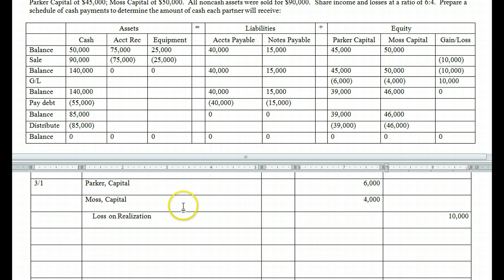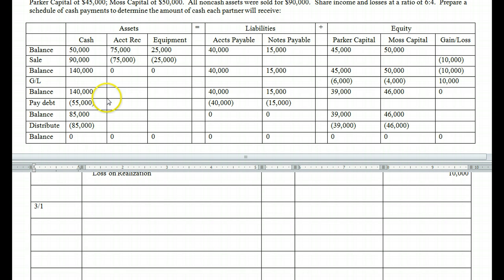All right. Now let's look at the next one. Again, we said everything happened on March 1st. Very quick there. The next thing that happened is we actually paid off our debt. So let's review what happens when we do that. When we pay off debt using cash, our cash is being reduced. How do we take cash down? Debit or credit? Well, we reduce cash by crediting cash account.